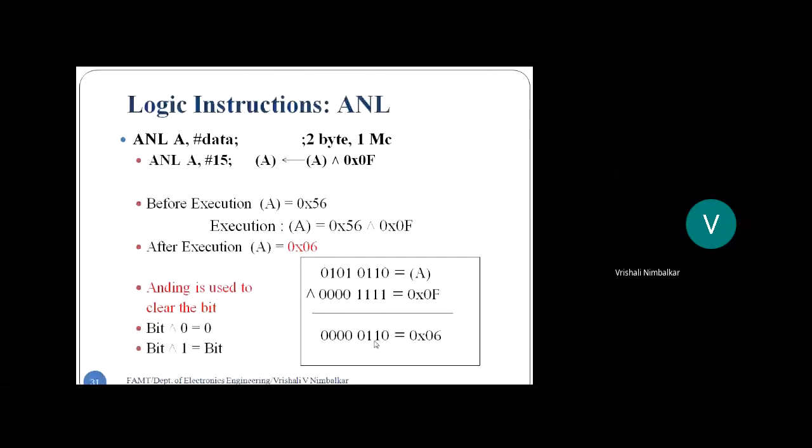So what is it telling? Any number ANDed with 0, the output will be 0. And any number ANDed with 1, the output will be that number. So then what's the purpose of ANDing? Why do we use ANDing? ANDing is used to clear the bit.